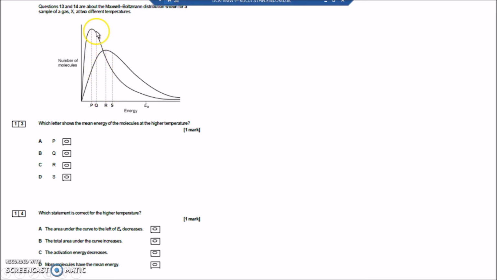However, just slightly to the right of the peak is the mean value, so that's the mean value of the particles' energy. The mean energy of the particles at the lower temperature is Q, and just to the right of the peak, S, is the mean value, the mean energy that particles have for the higher temperature. So your answer, which shows the mean energy of the molecules at the higher temperature, is S.